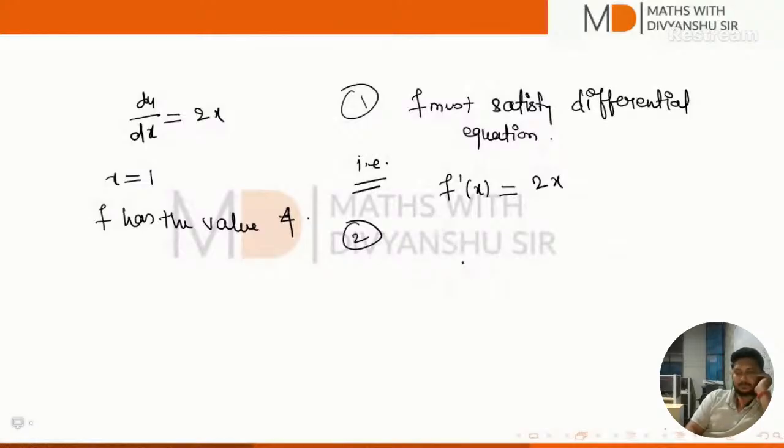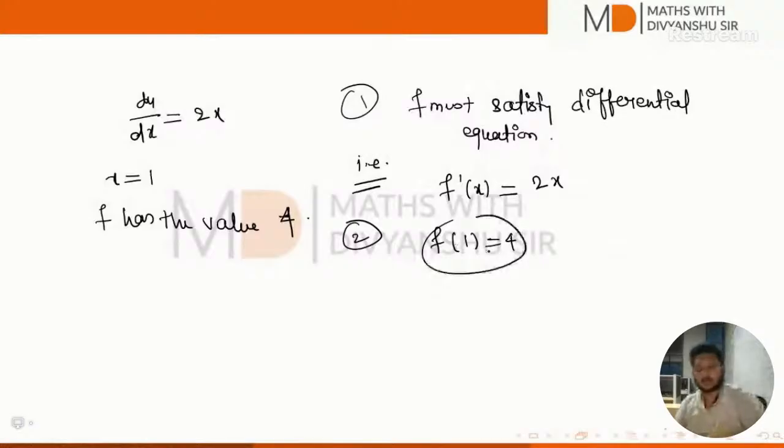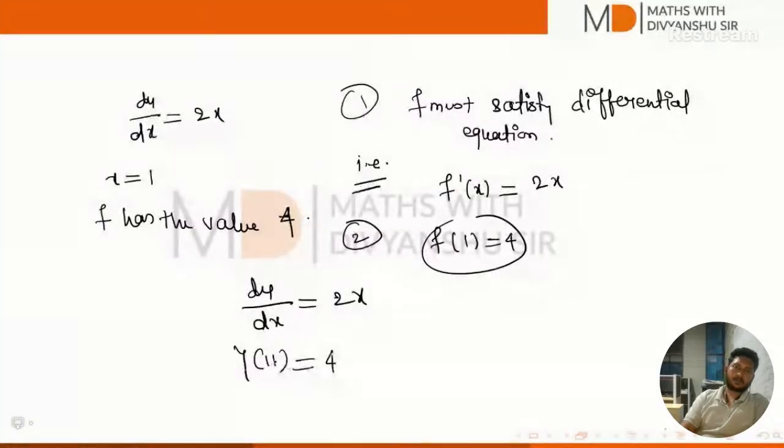That is, the function f must be such that f(1) = 4. Now, the stated problem may be expressed in the following abbreviated notation: dy/dx = 2x, and y(1) = 4. Here y(1) is the initial condition.